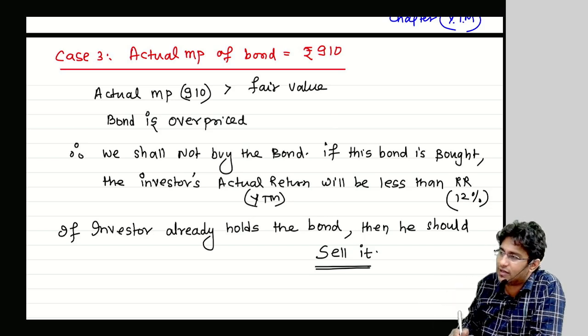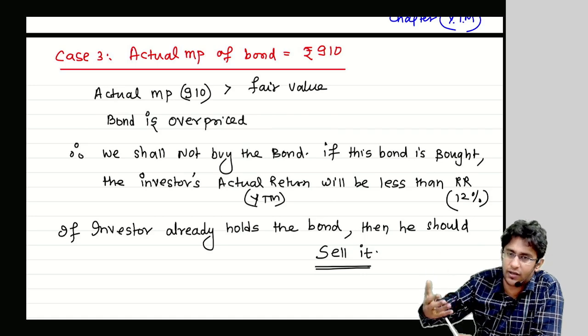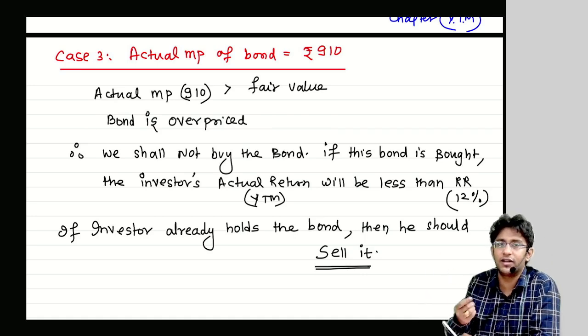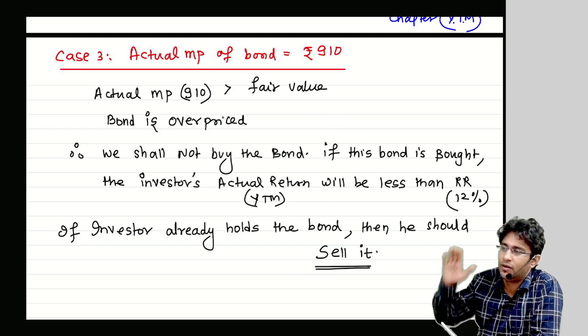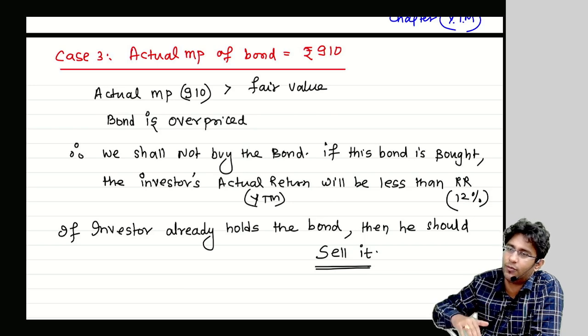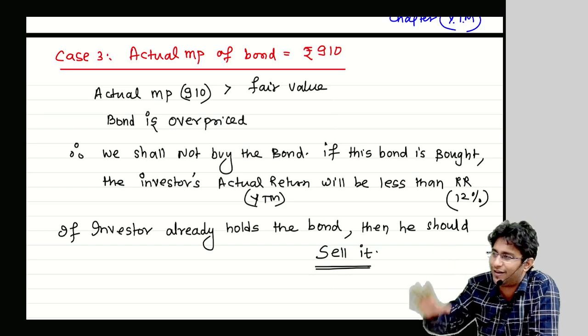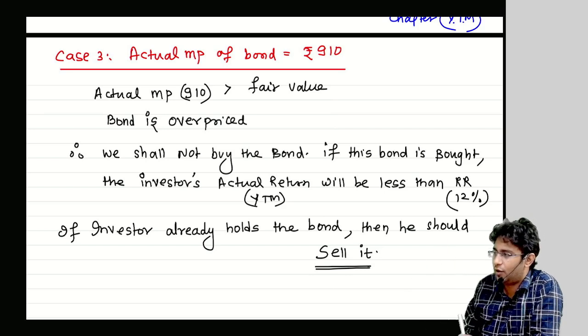When people start selling the bonds, more and more sellers will enter into the market. More sellers means the supply of bonds in the market is high. What will happen? Price falls. A correction naturally will come from 910 slowly. It will come down to 891.83. Are you getting it, sir?